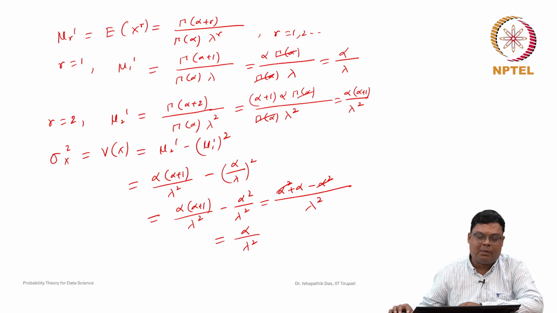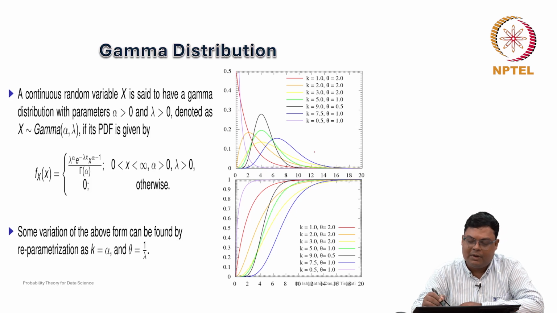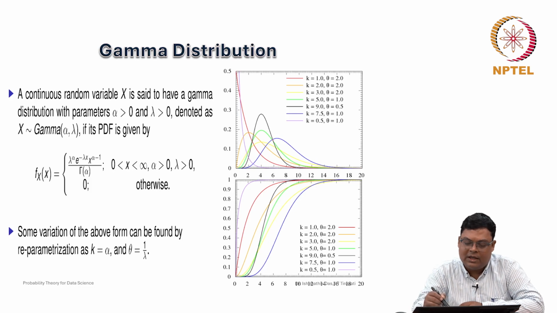So, these are some of the properties of the gamma distribution. The gamma distribution takes different shapes for different values of the parameter, and the cumulative distribution function looks like this. But most importantly, you can see that it is unimodal. Mode means the density function has a maximum value, and it has only one maximum.